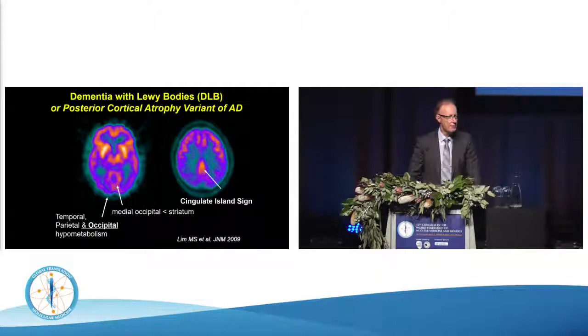So when I see this, if it's a male, an elderly male, I'll go for dementia with Lewy bodies. If it's a female, I'll say could be posterior cortical atrophy variant of Alzheimer's disease. Parkinson's disease and DLB are far more common in males than in females. Alzheimer's disease is roughly 50-50, slightly more common in females.